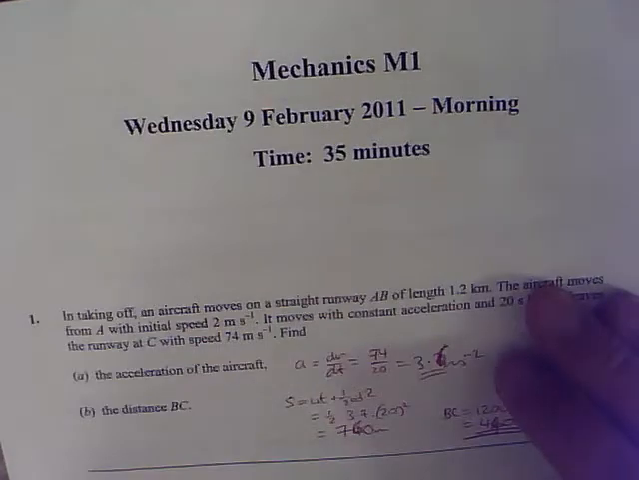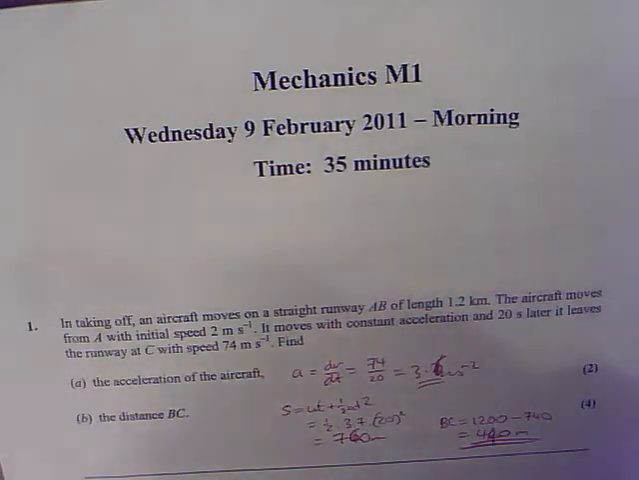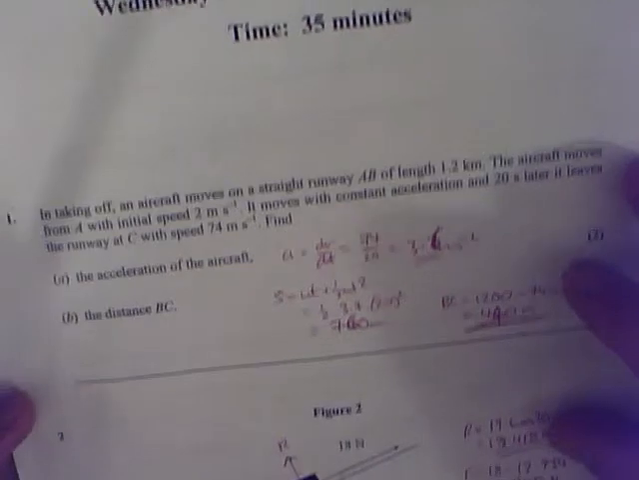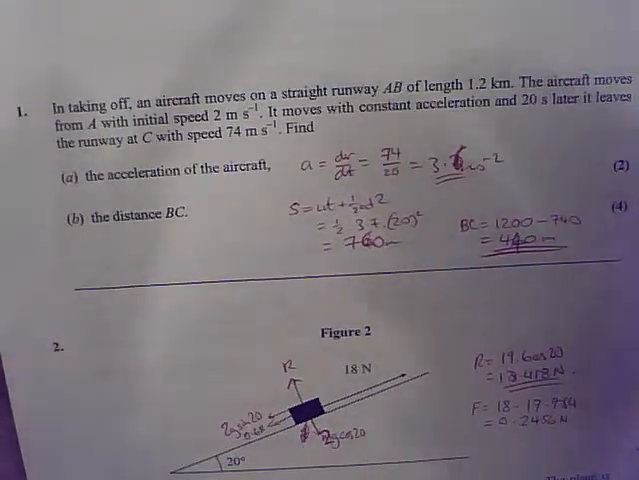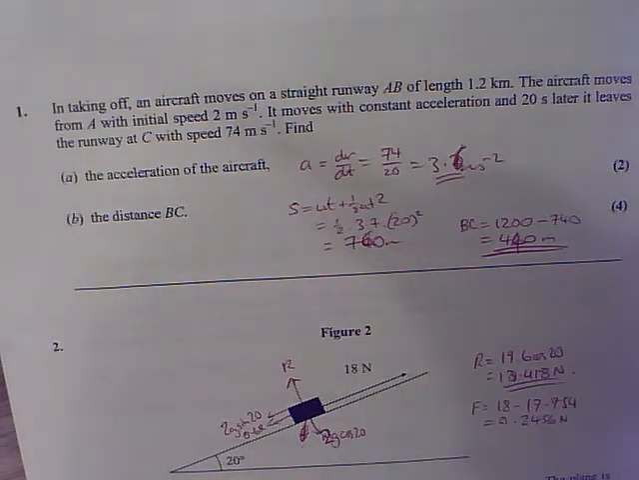Okay, just going to go through some of the bits of the M1 paper that you sat last week, just to explain if there are any problems. Start with question one, which was the relatively easy one. You've got an aircraft on a runway AB of length 1.2 kilometers. Just realised that probably a little ruler to explain certain subtleties of the question might be helpful here.